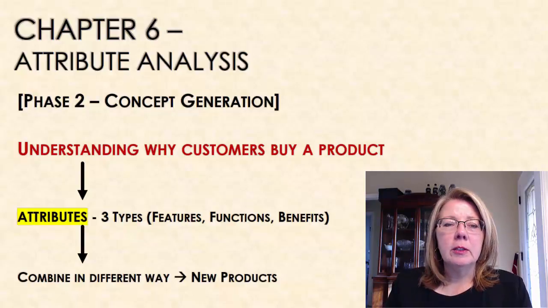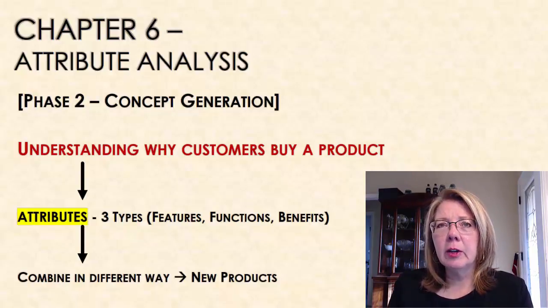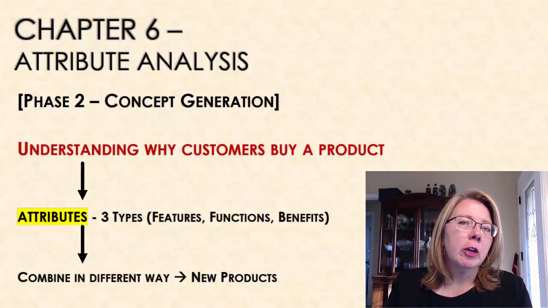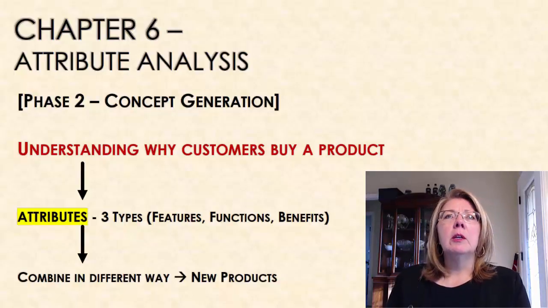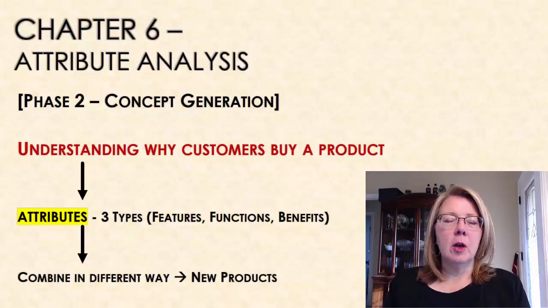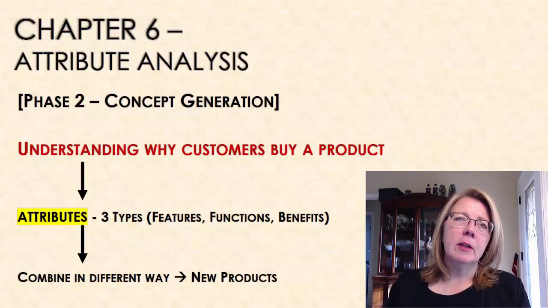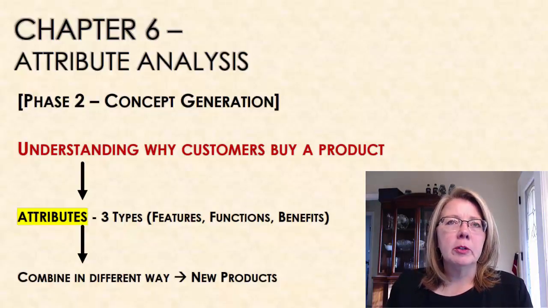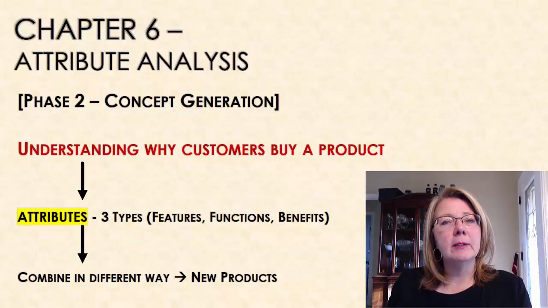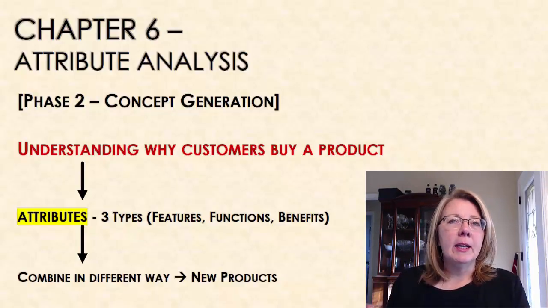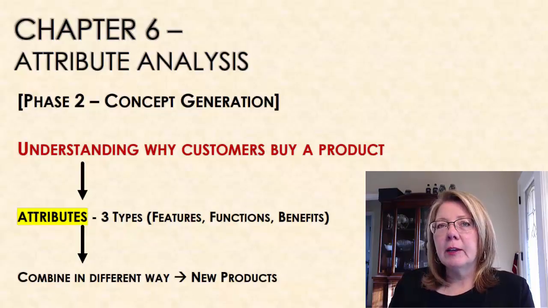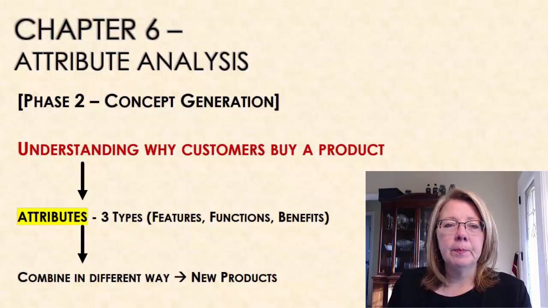Okay, so you definitely need to know those three categories of attributes. The point here with this chapter is that depending on how you combine different attributes, you're going to come up with a different product. So this chapter is going to talk all about attribute analysis and techniques that we have as marketers to look for new ideas by combining attributes in different ways and trying to understand how customers like one combination versus another.